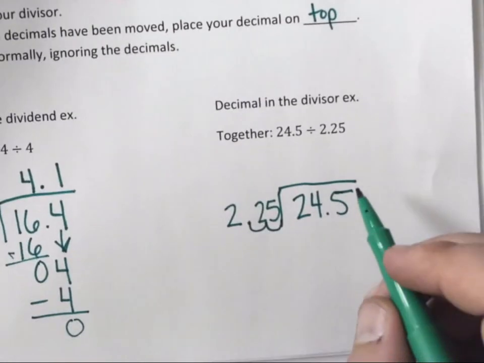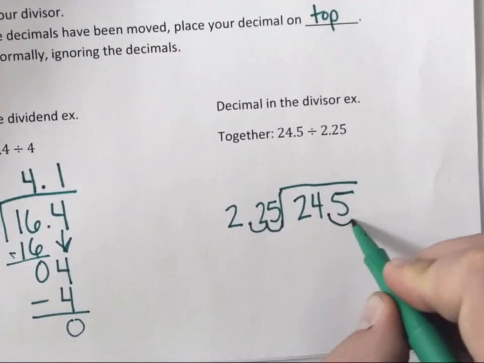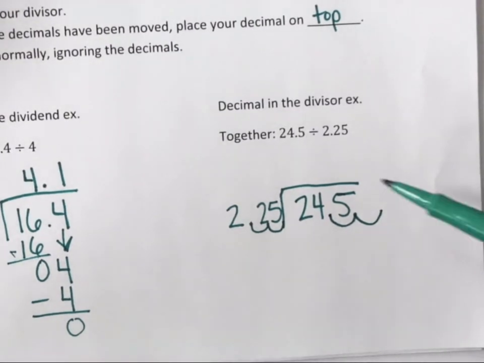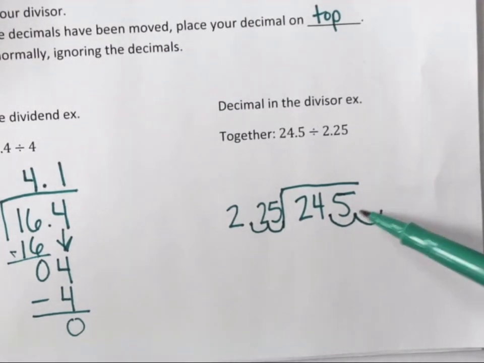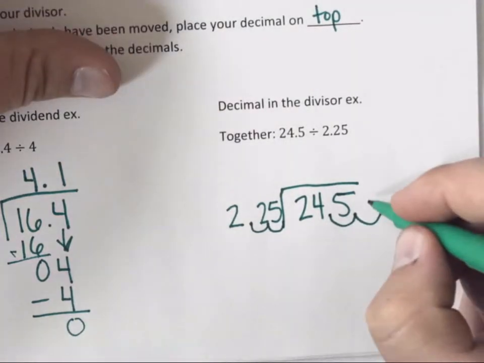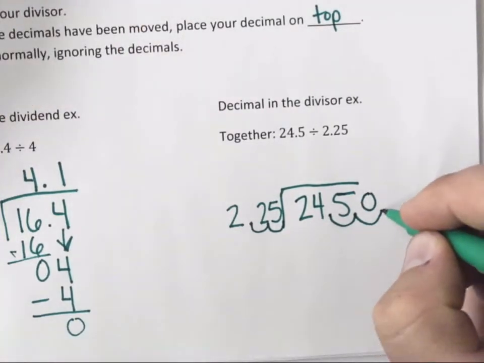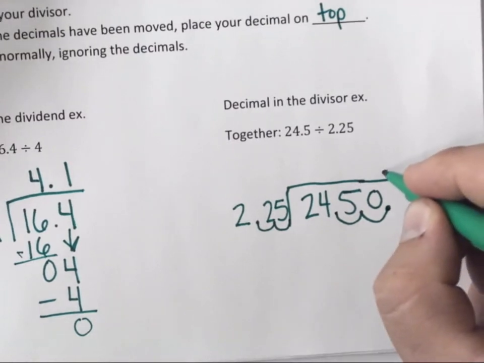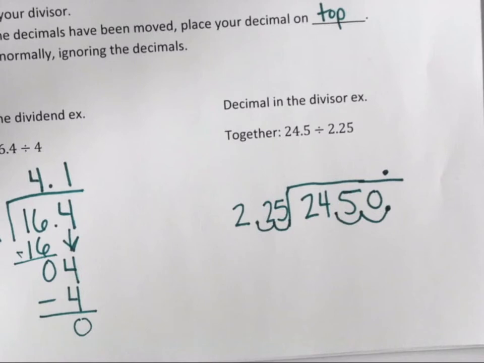Okay, then it says if you have a decimal in the divisor, then move the decimal in the dividend the same number of spaces to the right. So in this case, we need to move our decimal 2 spaces. Well, you might ask, how am I going to move another space if I don't have a number there? Well, if you have to move an extra space, that means that you have to add a 0. And our decimal is going to go straight above where we moved it in our dividend.